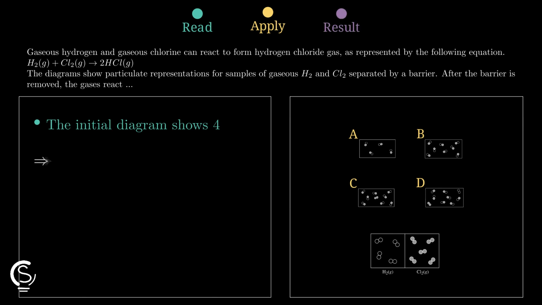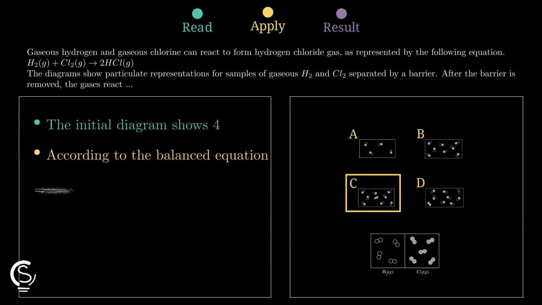Since we have 4 of each, they react perfectly to create 8 hydrogen chloride molecules. This result makes option C the only correct choice.